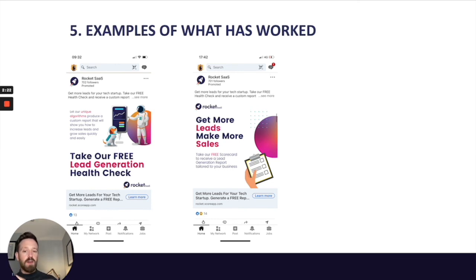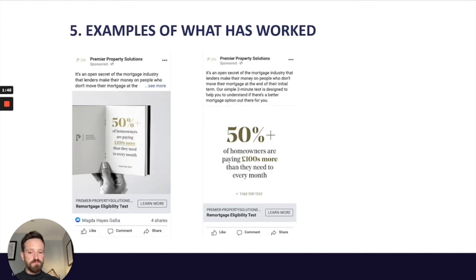So what someone gets when they complete your scorecard, and they're focusing on what they can deliver and what happens when someone completes the scorecard and what you get once you've answered their questions. So get more leads, make more sales, take our free scorecard to receive a lead generation report tailored to your business. You know exactly what that is. Similarly, on the left hand side there, take our free lead generation health check. Right, I'm going to find out what state my lead generation is in very, very quickly. Fantastic. Very clear, concise adverts with eye-catching imagery, very well executed.